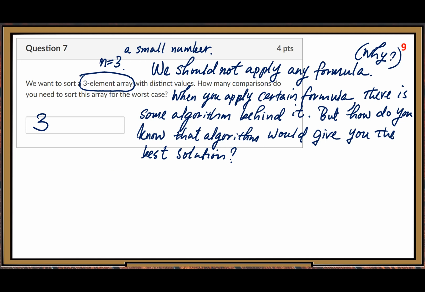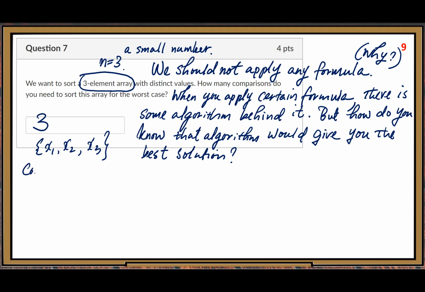So here, what we should do is forget about any algorithm. We just work on the 3-element array directly. The good thing about n equals 3 is that it's very easy to work out explicitly. When n is large, we cannot sort it explicitly, it's too complicated. But n equals 3 is so simple. Then we can do it.